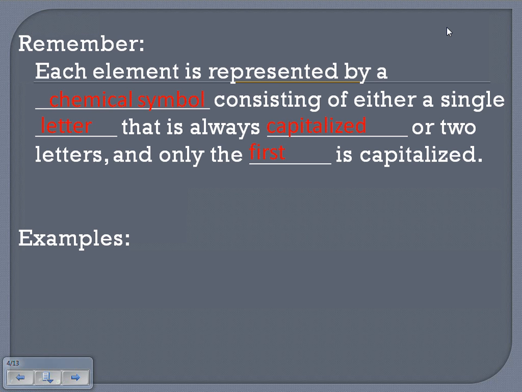So some examples, I'll write some here up on the board. Carbon. The symbol for carbon is a capital C. And when we look at something like calcium, the symbol for calcium is a capital C and a lowercase a. So we've looked at those many, many times before. You can copy those two examples down in your notes if you'd like.